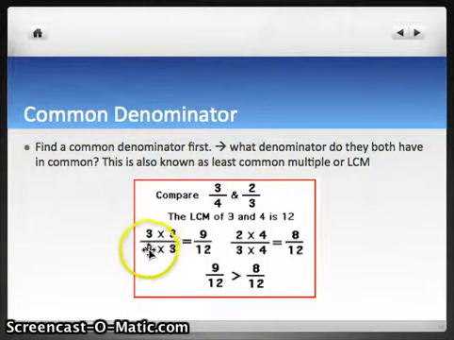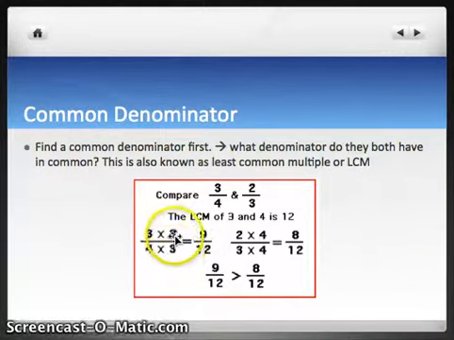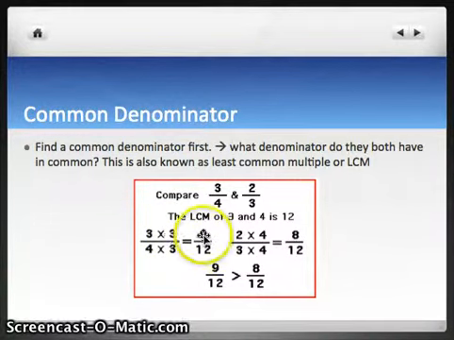So for 3/4, in order to get a twelfth, I had to multiply by 3. What you do to the denominator, you must always remember to do to the numerator. So I took 3 times 3 and got 9. Now I have a new fraction of 9/12.